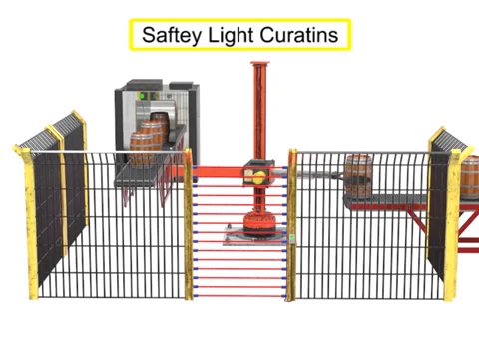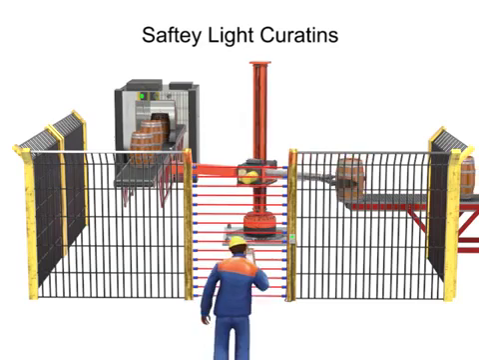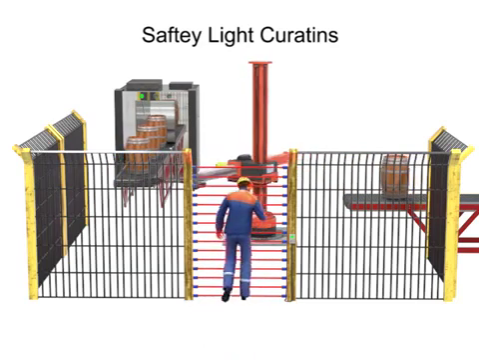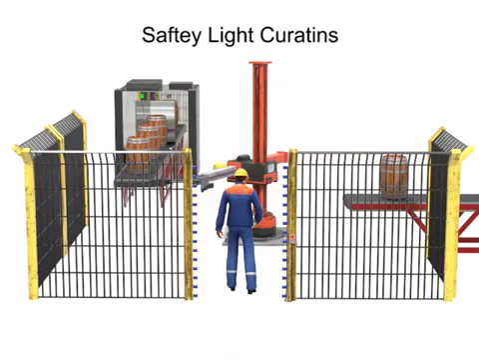Safety light curtains are another type of presence sensing device. When a person enters the work envelope, the light beam is interrupted, which sends a signal to the robot.